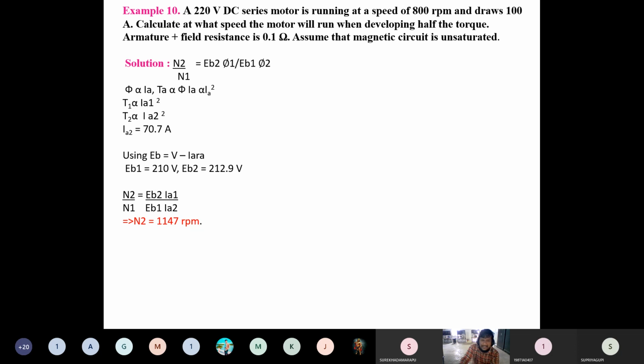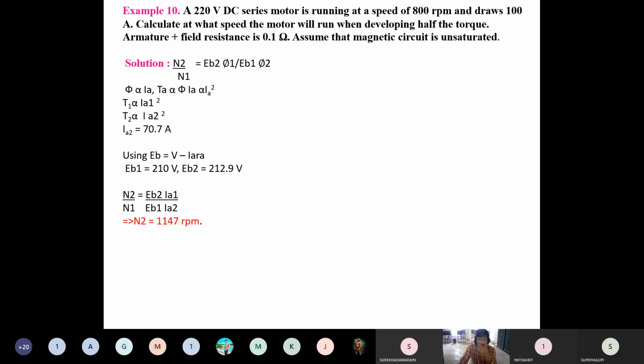but phi is equal to IA, and torque is proportional to phi IA. So we substitute IA in place of phi. So torque is proportional to IA square. That means T1 is proportional to IA1 square, T2 is proportional to IA2 square. So by using this relation, we have to determine IA2. T2 by T1 is equal to IA2 square by IA1 square. T2 by T1 is half, because the torque has become half. So compared to the previous torque, the present torque is half. Therefore T2 by T1 is equal to half.